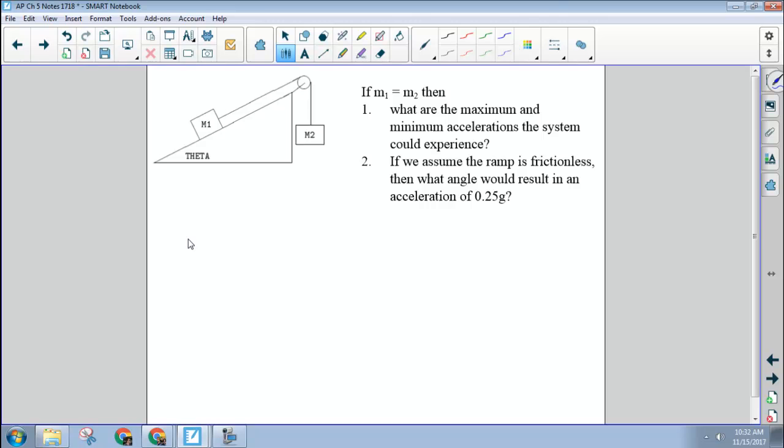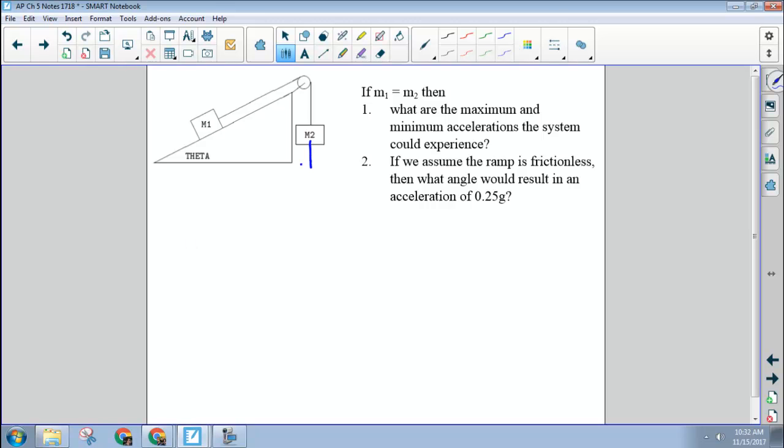Okay, so the ramp is frictionless. We want the acceleration to be 0.25 g. What are the forces that are going to affect the motion of the system? Well, you guys tell me. What are the external forces that are going to affect the motion of the system? Gravity. Be more specific.